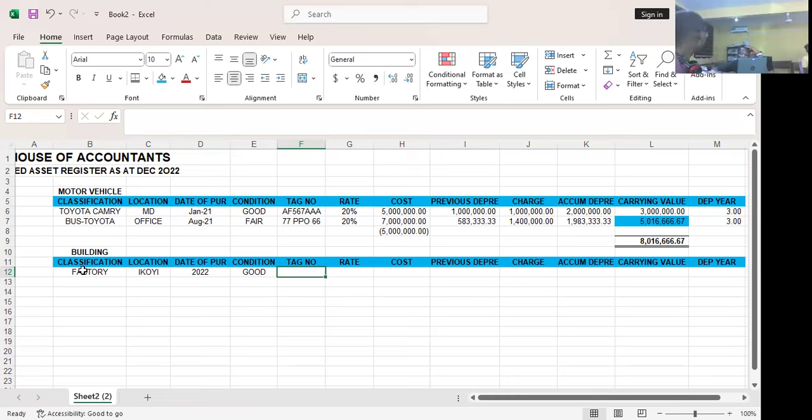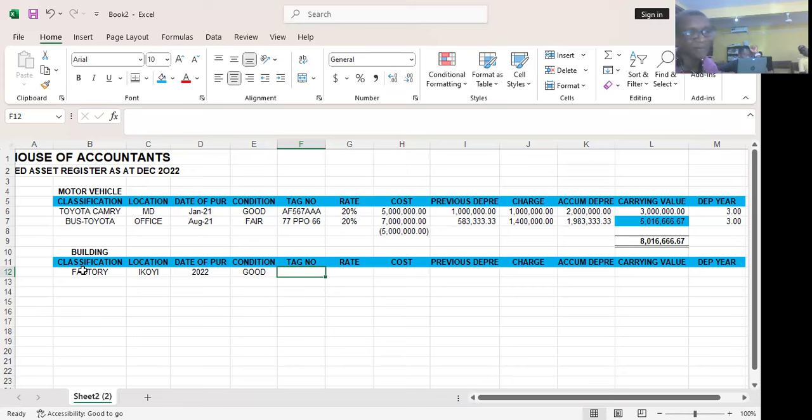IAS 16, PPE. IAS 16 will now guide us. When are we supposed to charge depreciation? Is it when it is completed or when it is put into use? IAS 16 says when it is put into use. Do you understand? However, there are some cases where you have already finished it and you are not using it, you just leave it; the building has started depreciating already. Either you use it or not, that's when you are going to depreciate from. So that is IAS 16 for you.